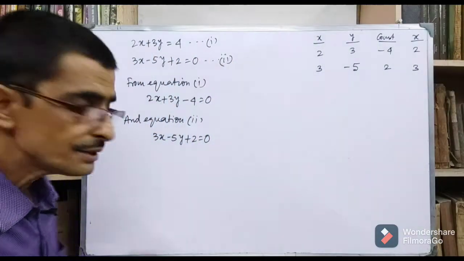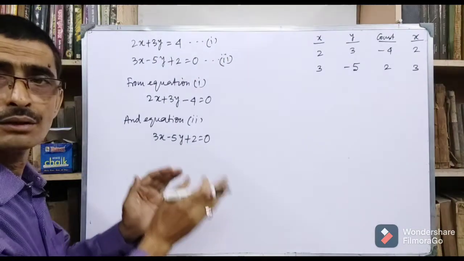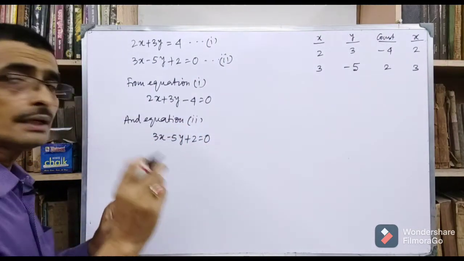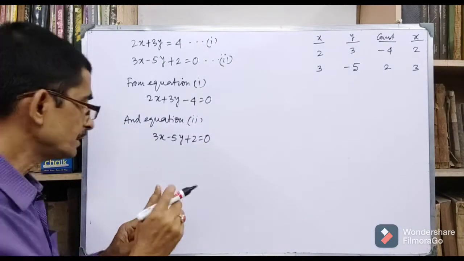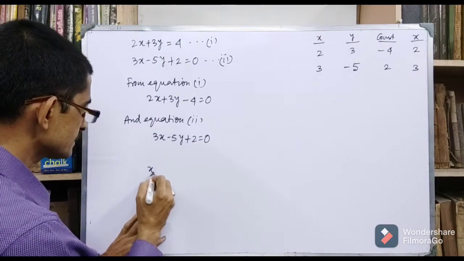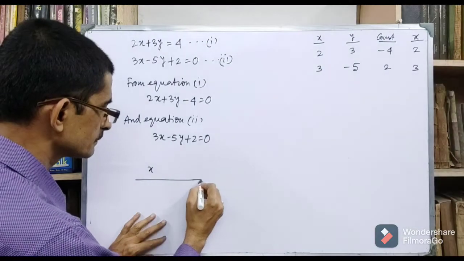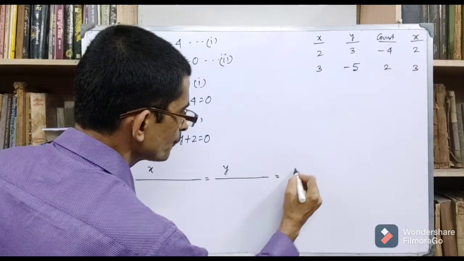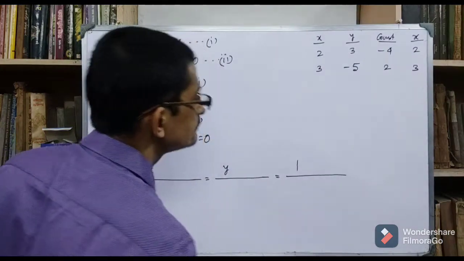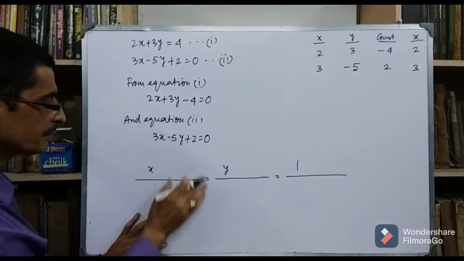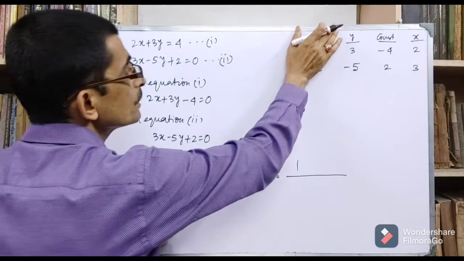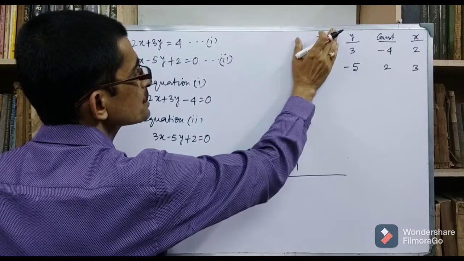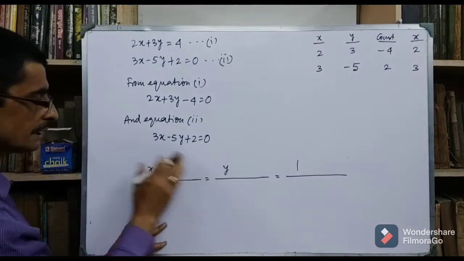Now we will write this way: x divided by, y divided by, and 1 divided by. These three will be some ratios and their values will be equal. How? X divided by, y divided by, and 1 divided by. For x, the x related terms will be suppressed, meaning the coefficients of x will be suppressed while doing the x related part.